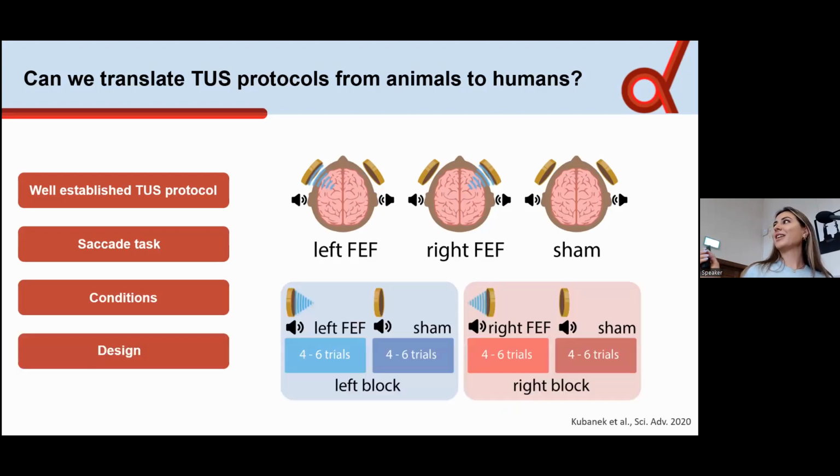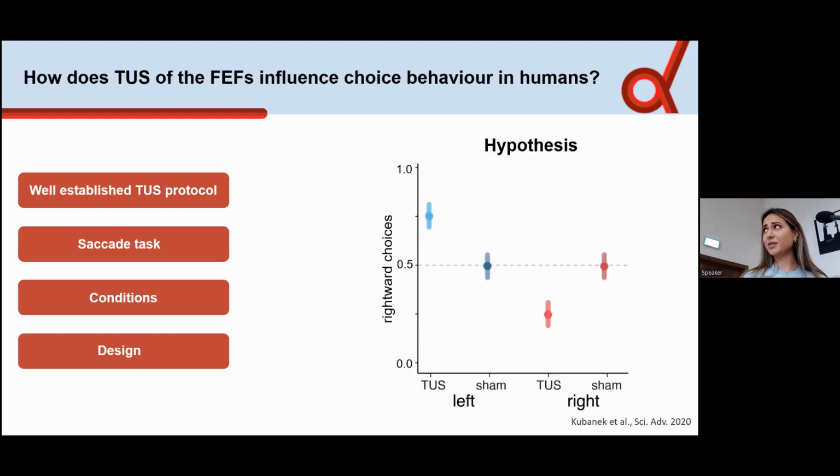We used a block design in which every stimulation intervention block was always followed by a sham block. So based on a previous study, we expected to find online and excitatory effects. That means that we expected to find more rightward choices when we stimulate the left frontal eye field and more leftward choices while stimulating the right frontal eye field. And obviously no changes in the sham blocks at all.